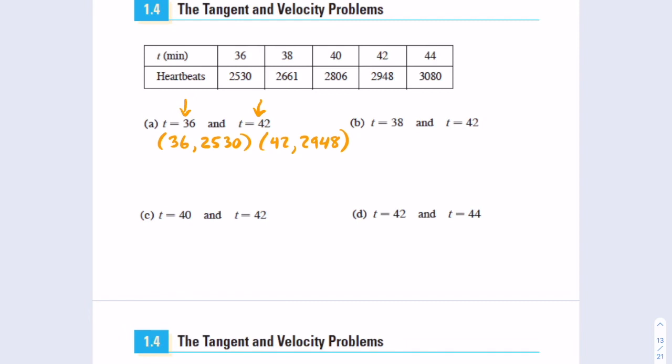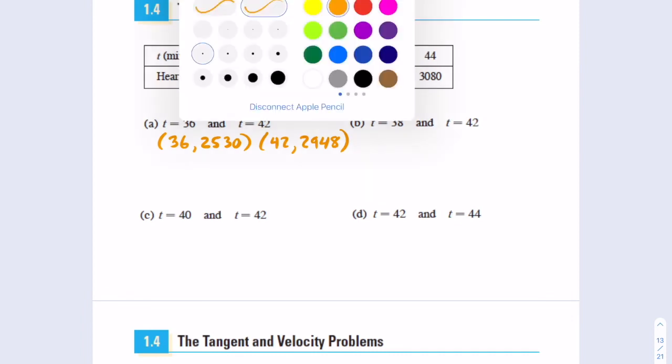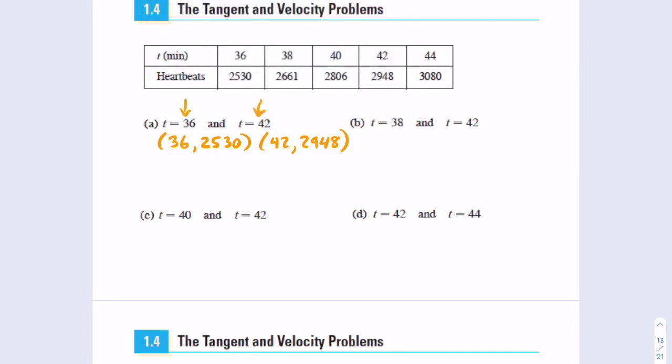Well, how do you find the average rate of change, or the slope of a secant line, given these 2 points? Remember, going back all the way to the beginning of this lesson, when you're given 2 points, you can find the slope of that line. I'm going to use the analytical approach here. To find the slope, that's just y2 minus y1 all over x sub 2 minus x sub 1.